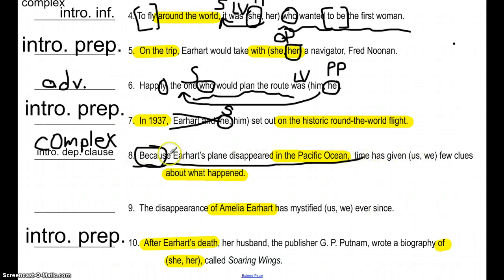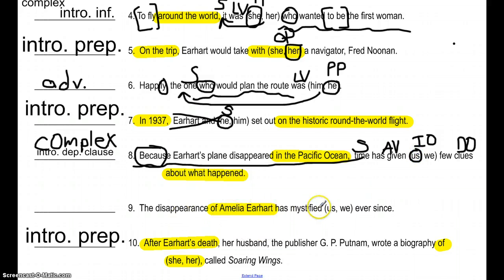I'm going to ignore my dependent clause in number 8 and start over here. Time has given us or we few clues. Time is the subject. Has given is my verb phrase, and it's an action verb. Has given what? Has given clues. Has given clues to whom? So I know that this is an indirect object, and only one of these pronouns is allowed to do that job, and that would be us.